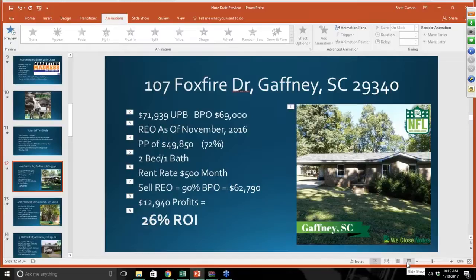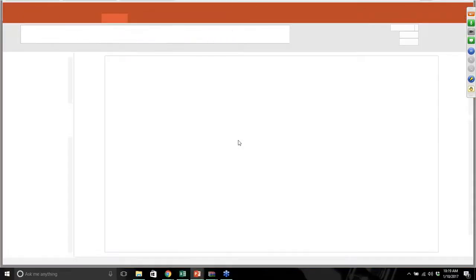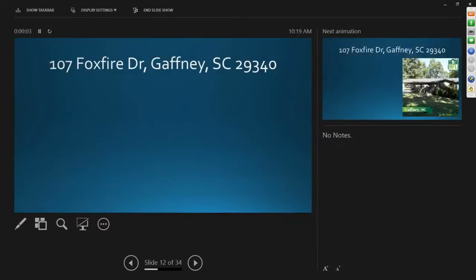So, 107 Foxfire Drive. This is an REO. Just went to foreclosure early November of last year.